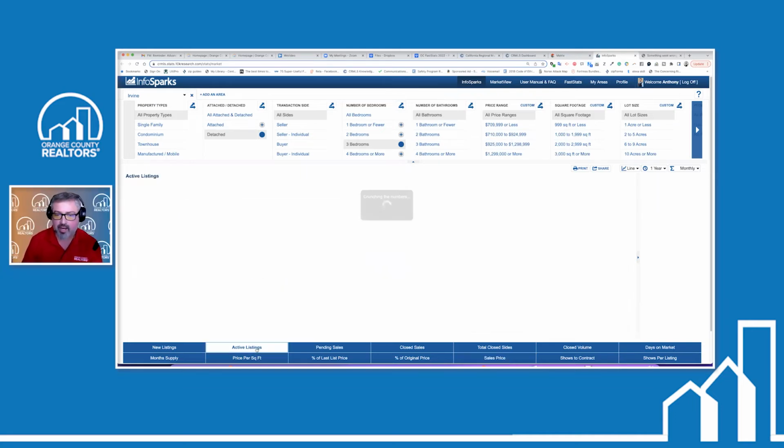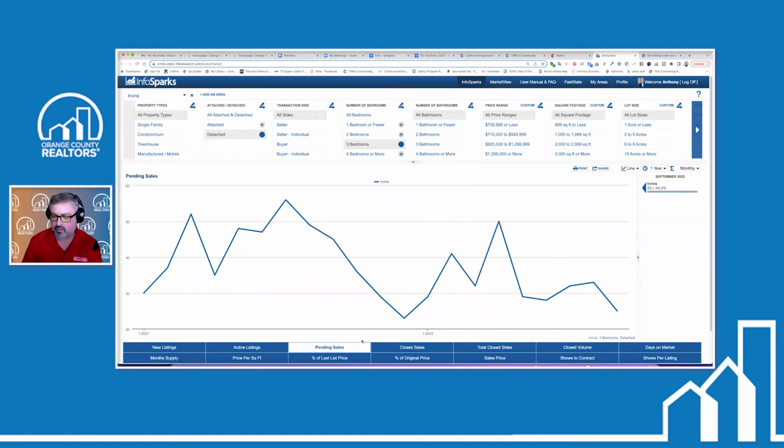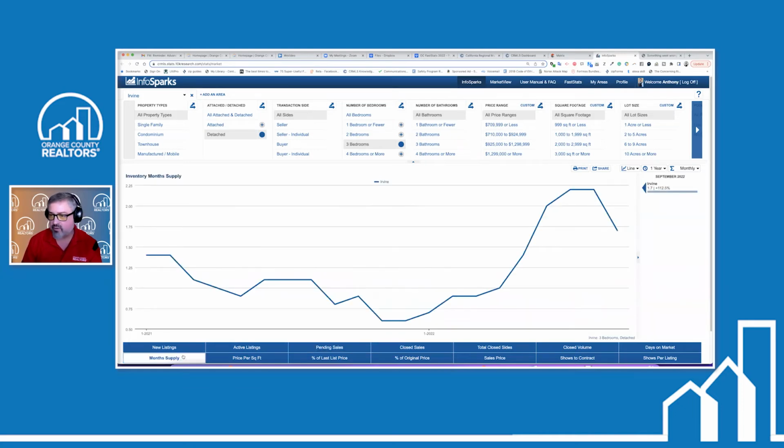Again, you can look at active inventory, see how that affected or is affecting pricing. Again, you can look at all these other stats. One of the other stats that we look at here is month supply of inventory. We see here in Irvine we are at 1.7 months supply of inventory, up 112% from a year ago. In September, we were at 0.8 months worth of supply of inventory.